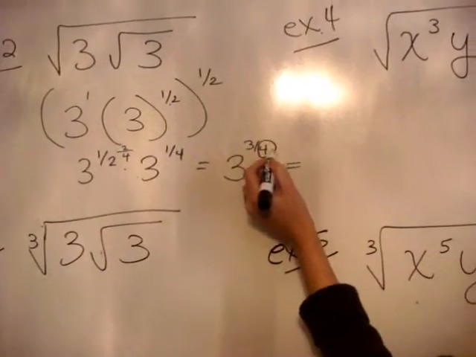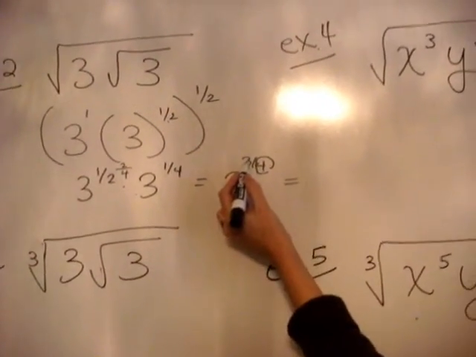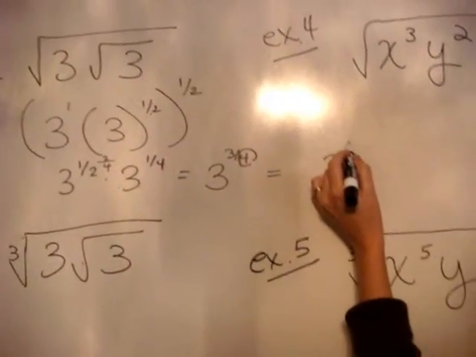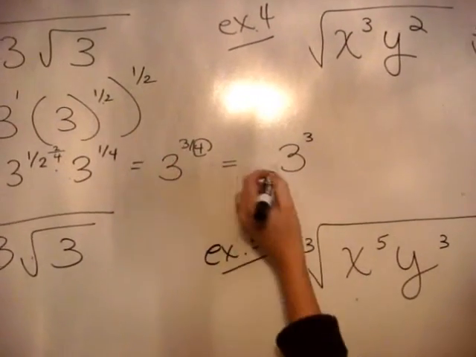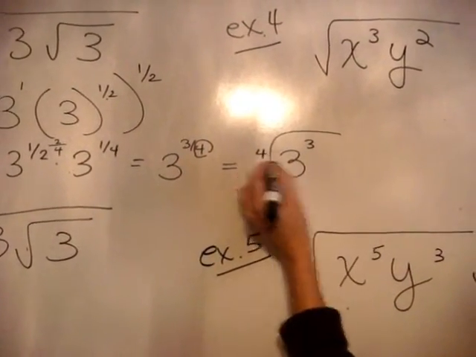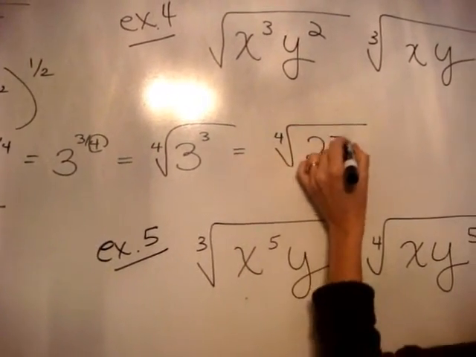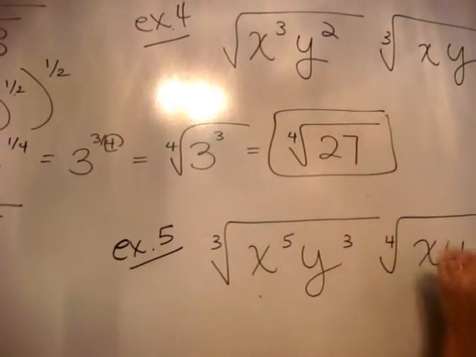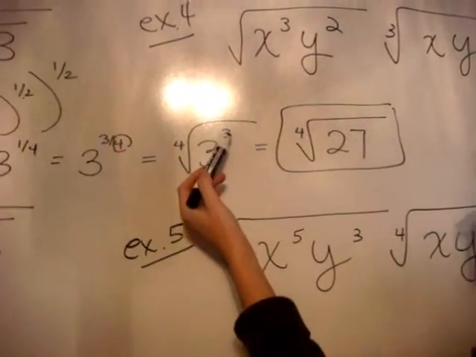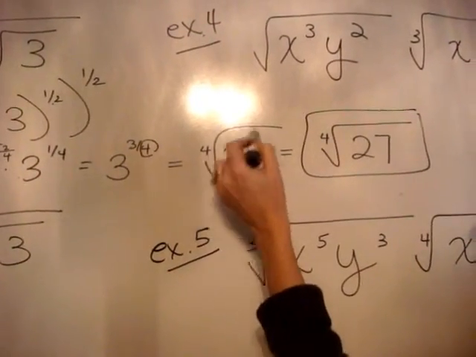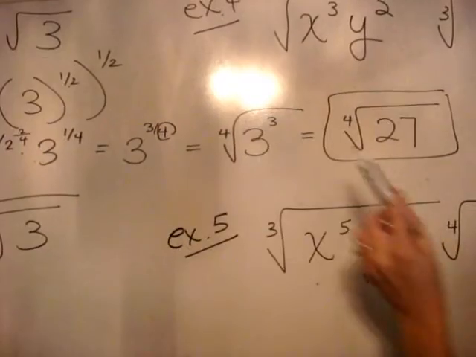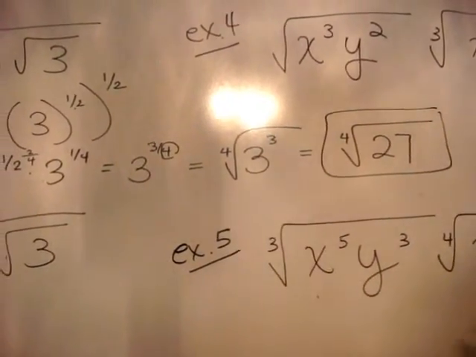Remember, this is what goes on the seat. This is the power. So we can write it like this: 3 to the 3rd, because that's the power, to the 4th root, and that would simplify into the 4th root of 27. And that's your final answer. Just remember, the power can either go inside the radical, or we could have put it outside, but it simplifies easier if we put it on the inside.